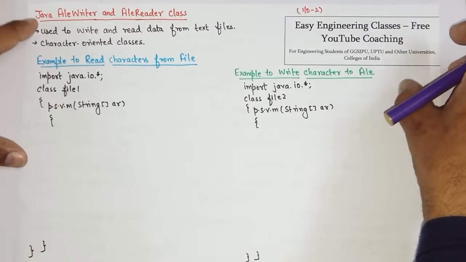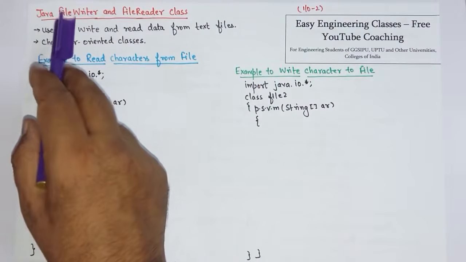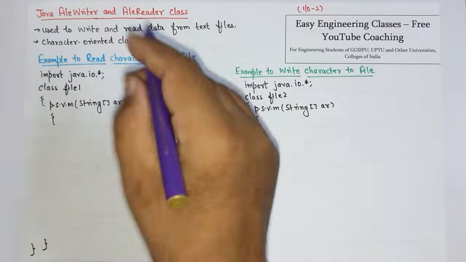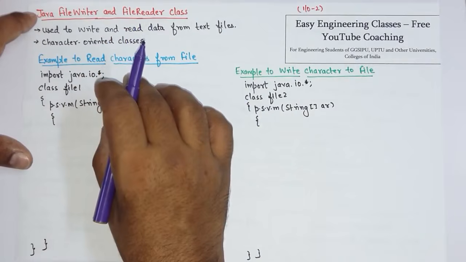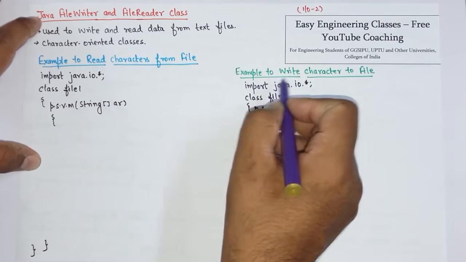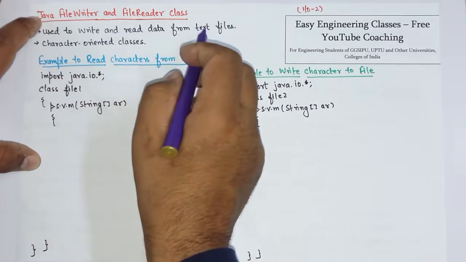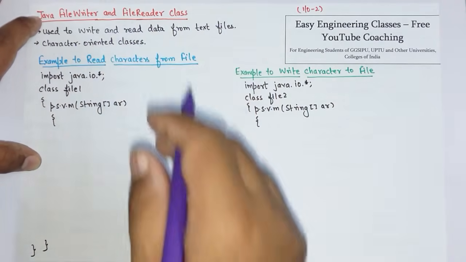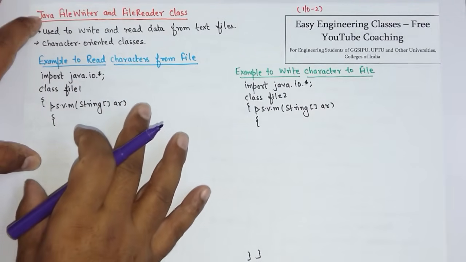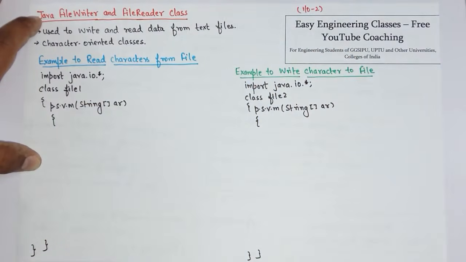Hello students, today we will see two different examples of FileWriter and FileReader class. FileWriter and FileReader class are actually character oriented classes which are used to read characters from a file or write characters to a file. It is used to write and read data from text files. So now let's see examples of actually reading characters from a file and writing characters to a file.